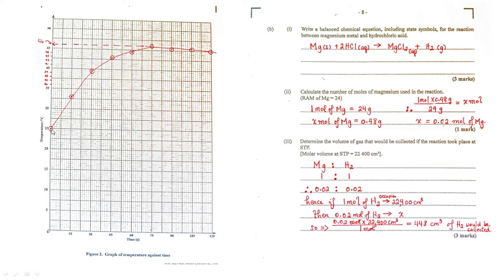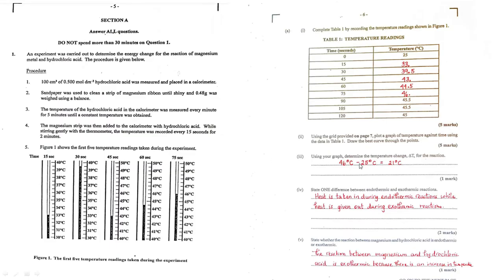I saw that the lowest temperature was 25, the highest was 46. So the temperature change would be the difference of the 2 numbers. You get 21 degrees Celsius.